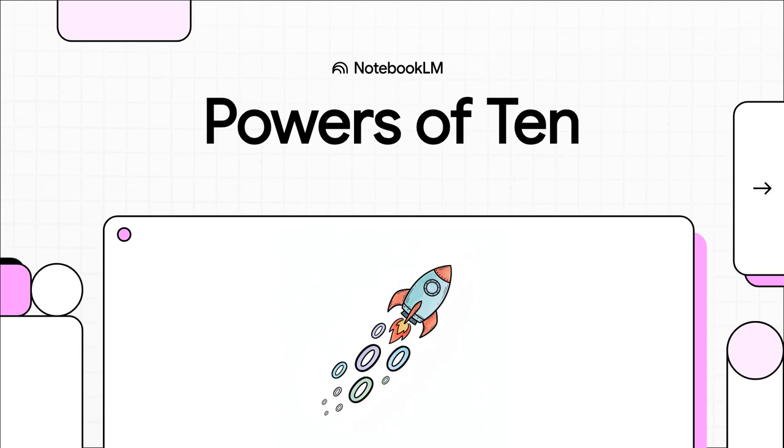Have you ever looked at a number with like a million zeros and just thought, there has to be a better way to write this? Well, you're in luck. There is, and it's called powers of 10. It's a super powerful concept in math and science, and we're going to master it together right now.